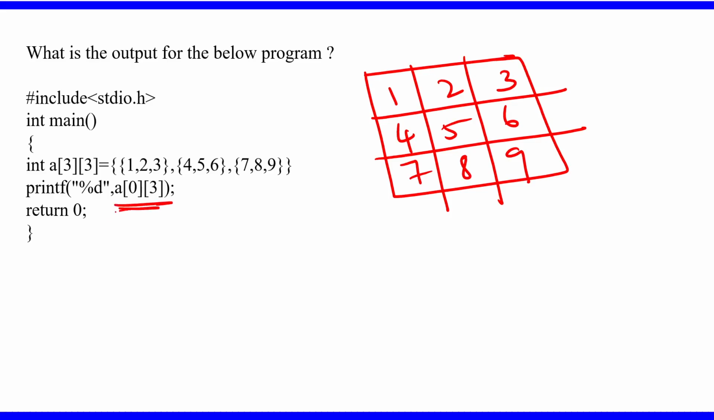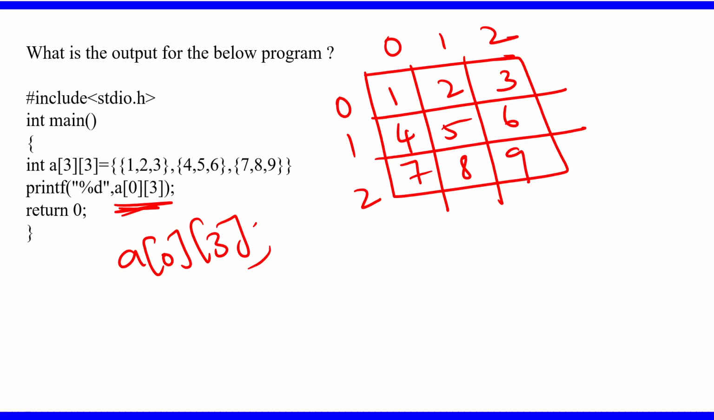Now, I am asking for a of 0, 3. What is the value of a of 0, 3? Can you guess the answer? Indexing is like this. This is 0, 1, 2. This is 0, 1, 2. So, we do not have 0, 3. What will the compiler return? Any guess of the answer? A of 0, 3. We do not have 3 there.